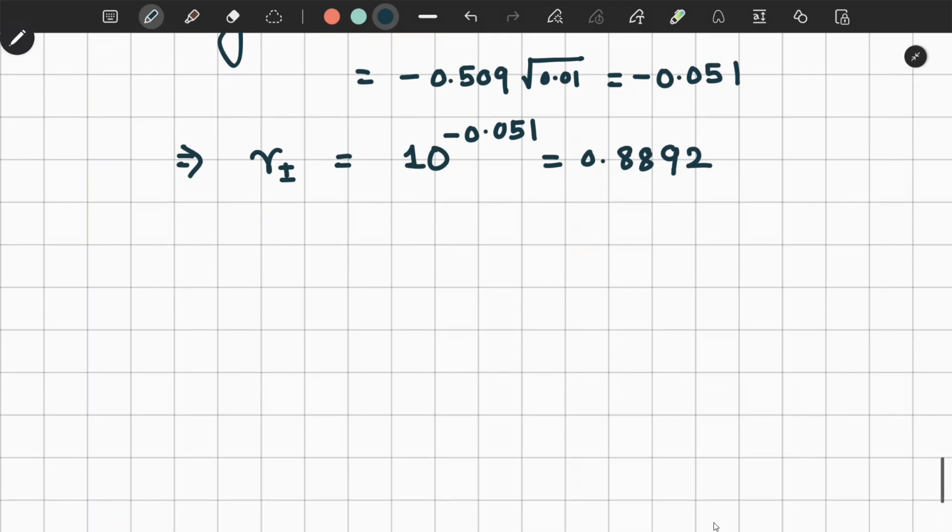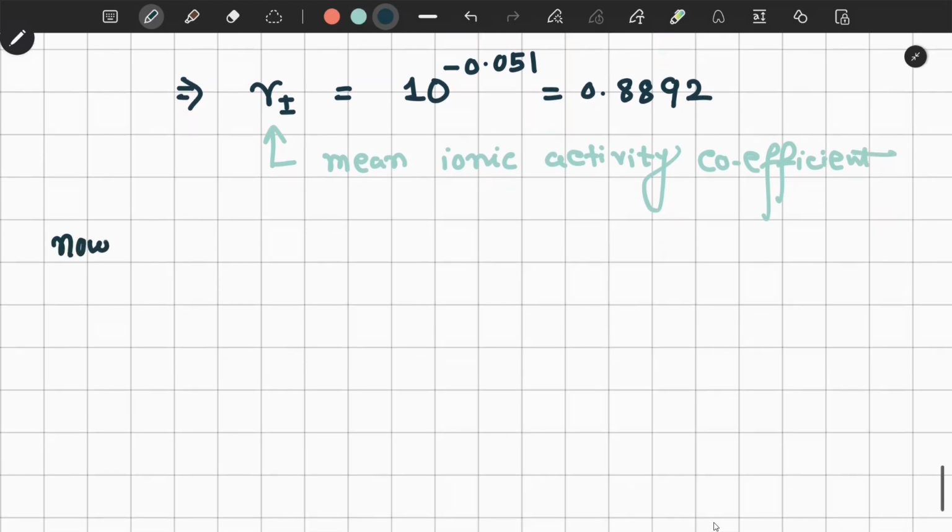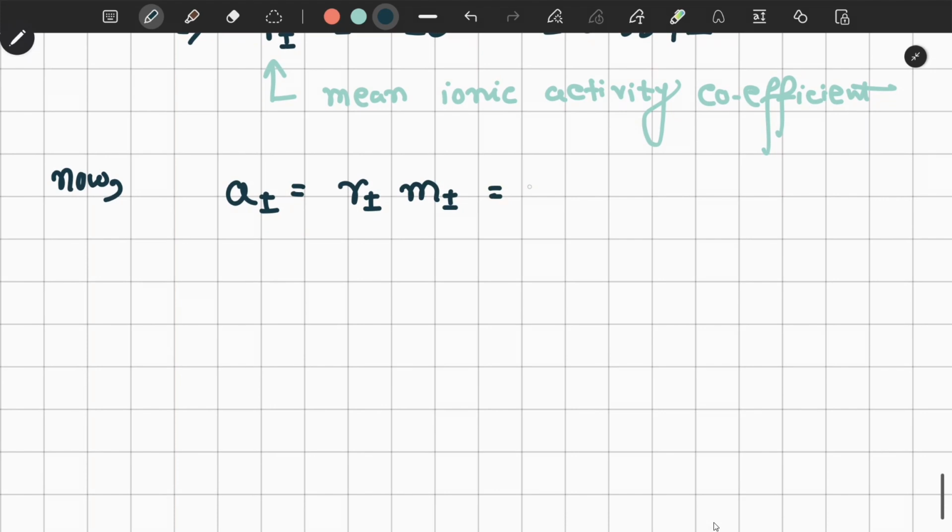This was asked, but from here also you can calculate the mean ionic activity. This is the mean ionic activity coefficient. So what will be the mean ionic activity? That we have already discussed. That is a plus minus. It will be gamma plus minus into m plus minus. And what is m plus minus? m plus minus is x to the power x, y to the power y, to the power 1 by x plus y, times m.